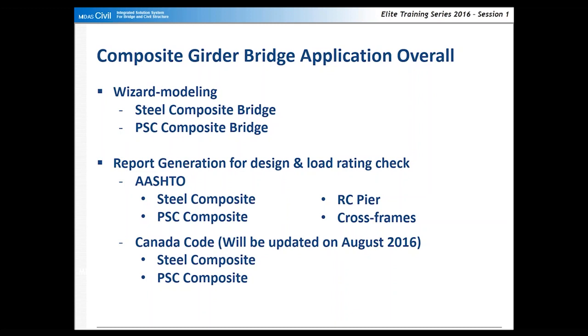At this moment, we currently support the design checking and load rating check for AASHTO. For AASHTO, you can check steel composite girder bridge and pre-stressed concrete composite girder. You can also check the design for the reinforced concrete pier, including pier cap, so the substructure, or even just a common reinforced concrete beam or column, whichever the case is. And you can also check design and optimize design for the cross frames. As of right now, we do not have the design checking or load rating check for Canadian code, but we will be updating our design database for Canada code by the end of August 2016.